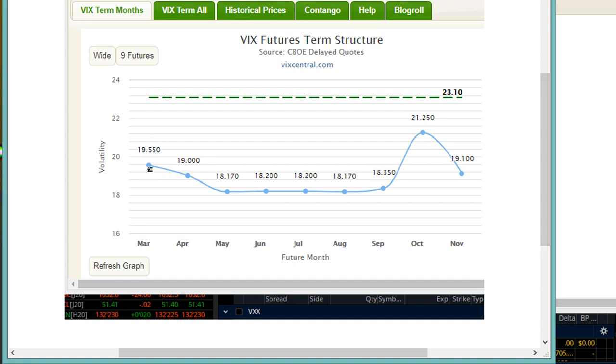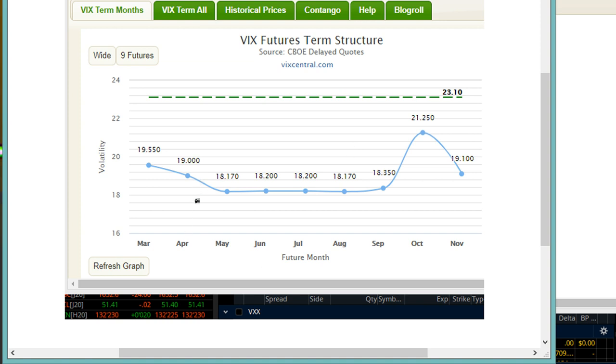It says 19.55, and you'll notice 19.55 is lower than this broken up line here, which represents the spot price of the VIX, and this is what we call an inverted state. Under normal circumstances, the VIX spot price, this 23 price, is below all the futures, and the futures sort of arrange themselves from the front month towards the back month, slowly moving up in an upward slope. That is the normal contango shape of this term structure. But right now, we've got the spot price higher than all of the futures.